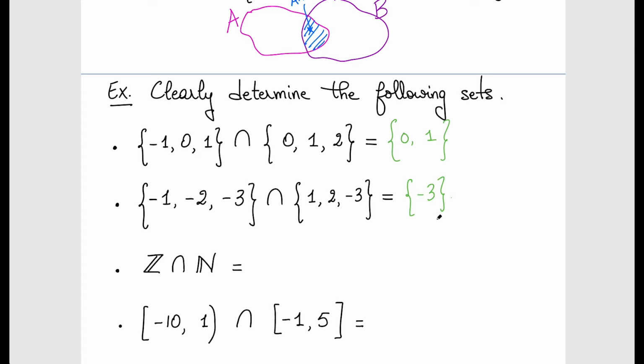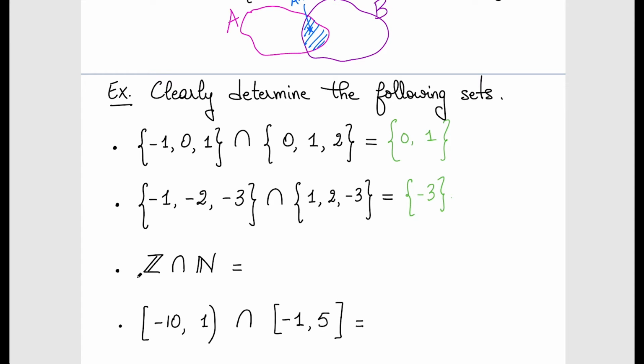Okay. By the way, there's a big difference between writing this and this. This is a number and this is a set. Okay, don't confuse the two. This is a set. This is a basket which has the object -3 inside. This is just an object. Okay. So if you erase the curly brackets and you just keep the -3, it's not an answer, because the intersection of two sets must be a set. It's not an object. Okay.